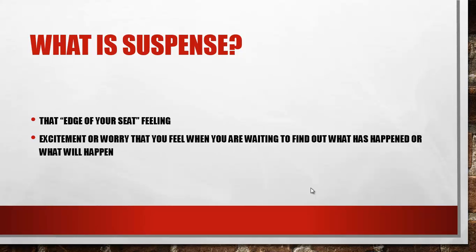The textbook definition of suspense is similar. It's the excitement or worry, so it might be a very positive feeling or it might be a scary, more negative feeling that you feel when you are waiting to find out what has happened or what will happen. Sometimes we call it a real nail biter. We're in suspense. We can't wait to find out what's going to happen next.